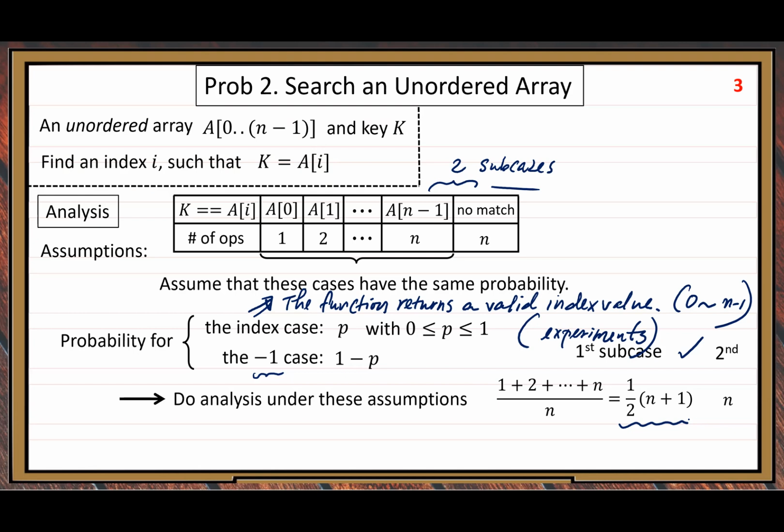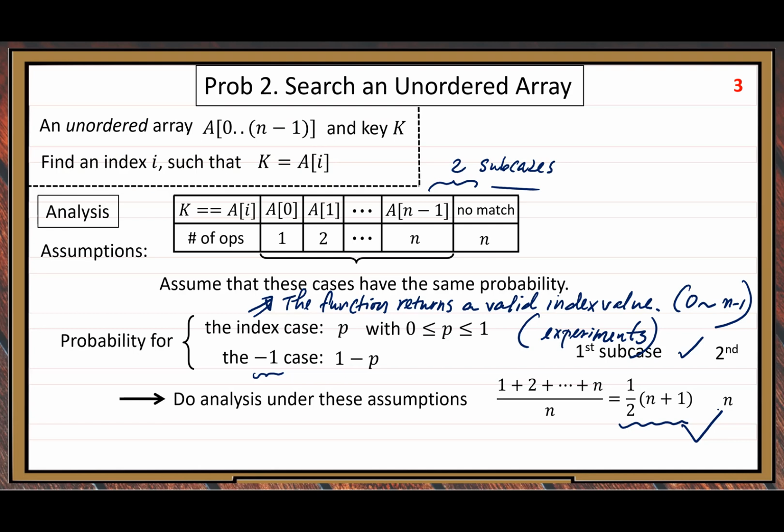So now we have these two average efficiency numbers for the two subcases. But we need to combine these two subcases in an appropriate way. Here the question is, what is that appropriate way?